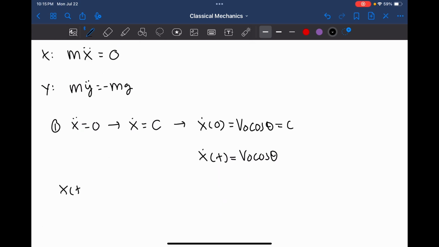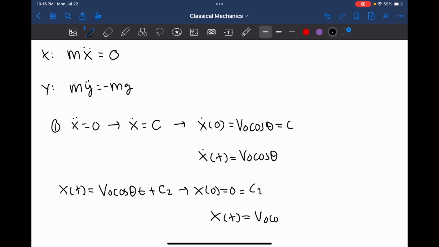Now we can integrate again, and we get x as a function of time is v0 cosine of theta times time, plus another constant of integration we'll call c2. But of course the initial position is just 0, it starts off at the origin. This is equal to c2. Position, x of t, is now v0 cosine of theta times time. So there we have x as a function of time.